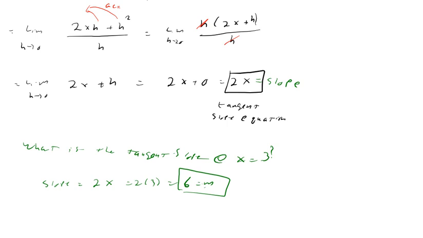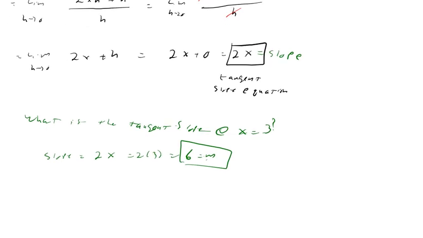Just plug it in. What about the slope at x equals -1? Well, 2 times -1 is -2. There's your slope.